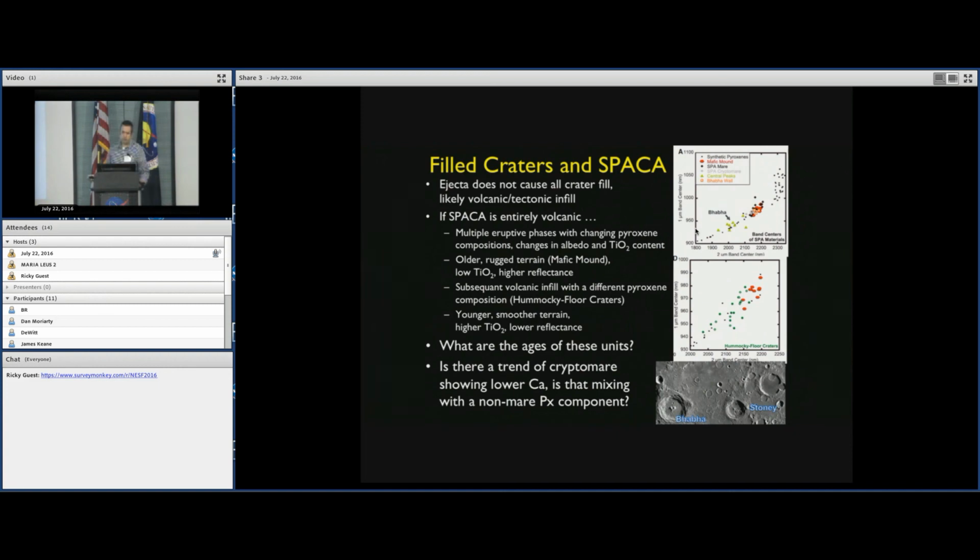What we need to do next is show, through some detailed crater counts, that there are significant age variations of the units, and then try to work out what is causing some of these compositional variations. Is it related to mixing of cryptomare and other deposits? And that's my time for today. Thank you.